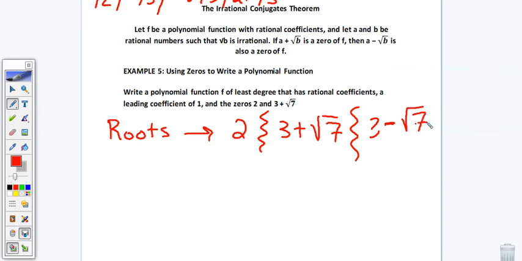Now I want to look and see how they write this. I want to know if they expand this for your assignment or if they just write it in factored form. So let me check and see.